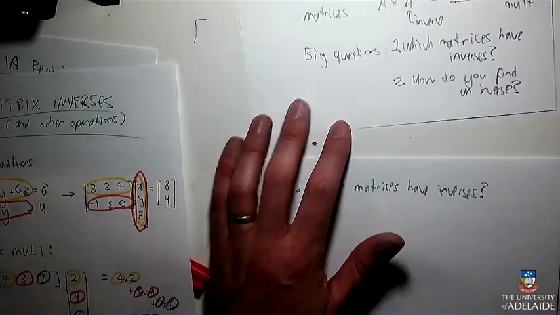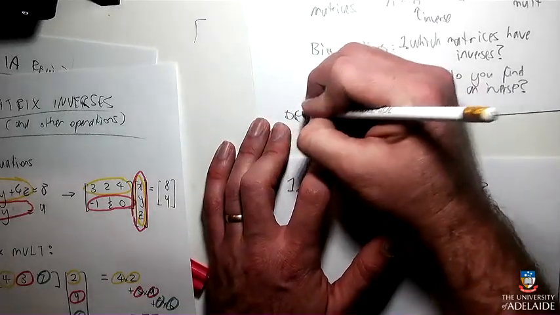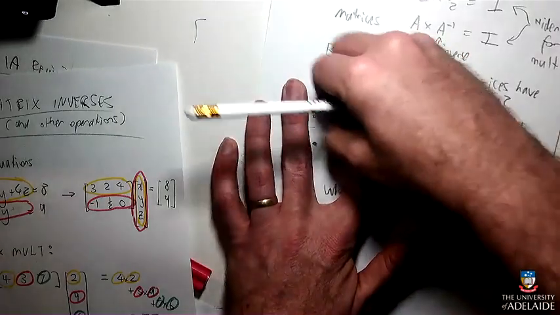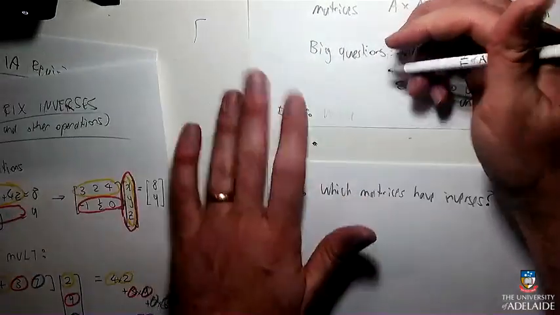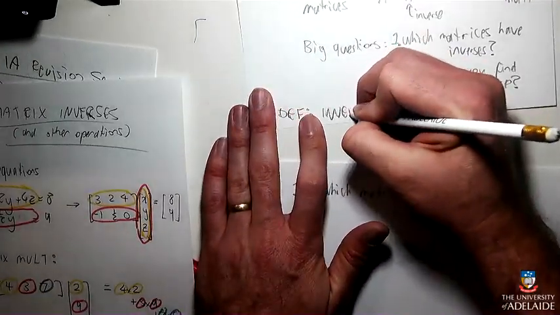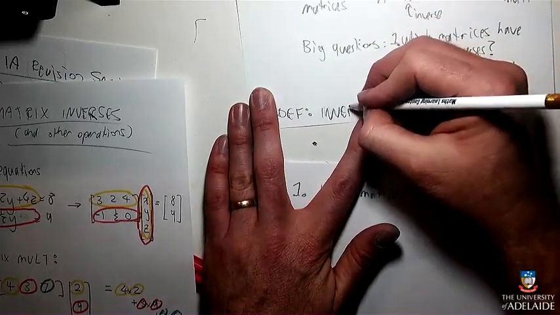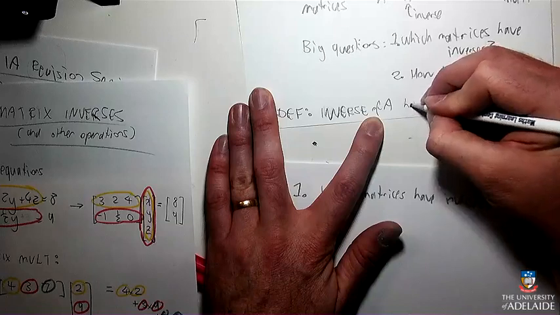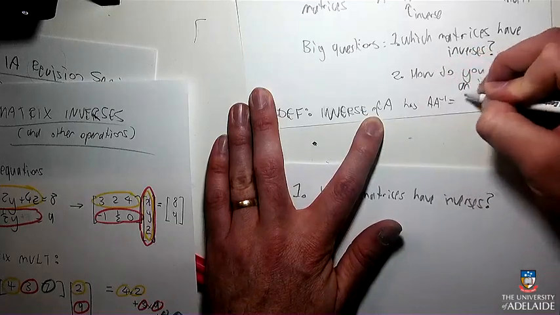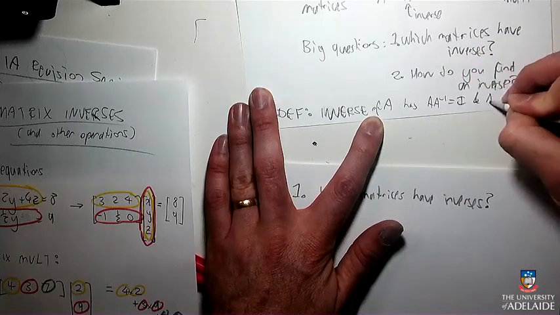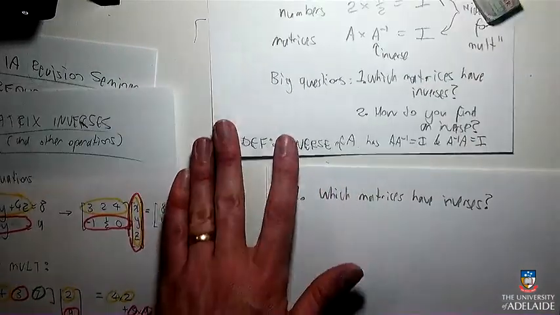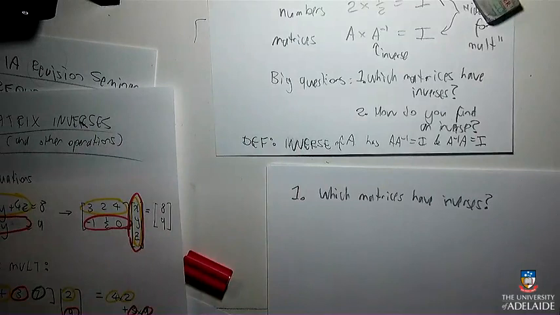So the definition, mixing my capitals and my smalls: the inverse of A has A times A inverse equals I and A inverse times A equals I. You need both of them to work in order for it to be a proper inverse.